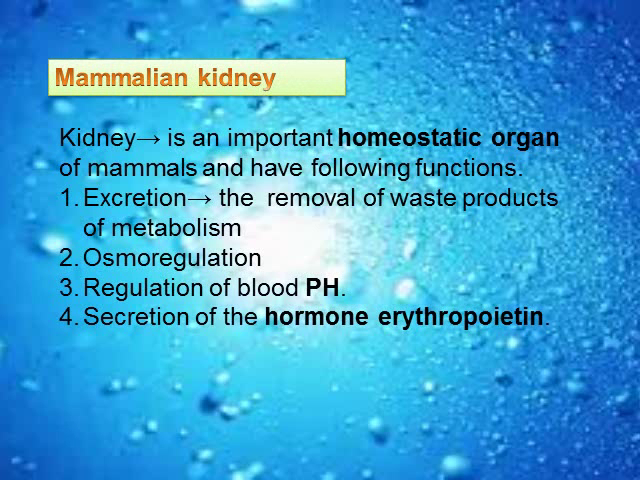Mammalian kidney. The kidney is an important homeostatic organ of mammals and has the following functions: excretion, the removal of waste products of metabolism, osmoregulation, regulation of blood pH, and secretion of the hormone erythropoietin.